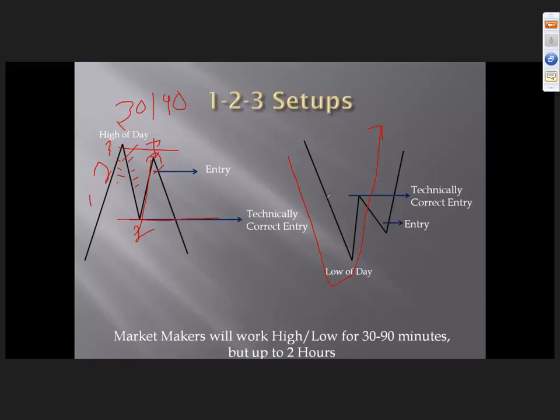All right, so understand, if the V bottom, that's the only thing we can't account for, that's where the 30 minutes come in.